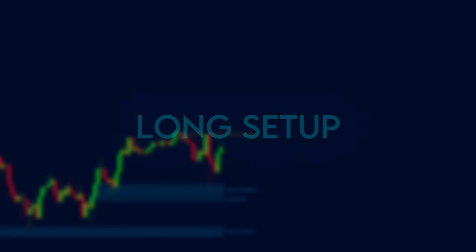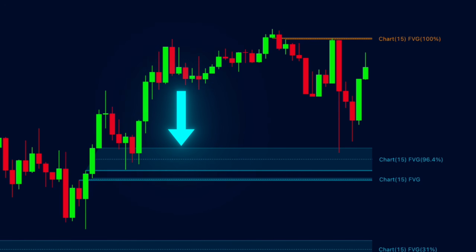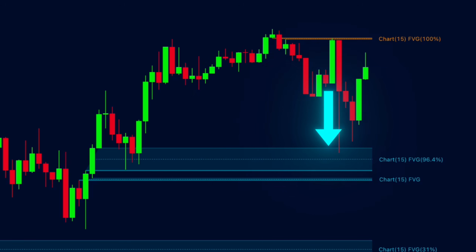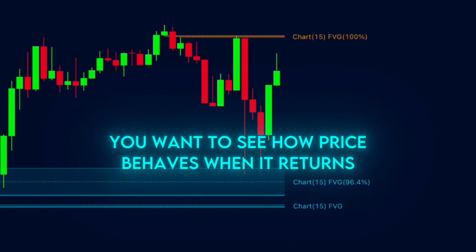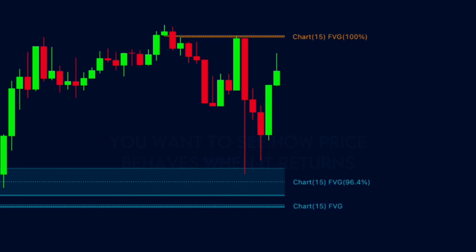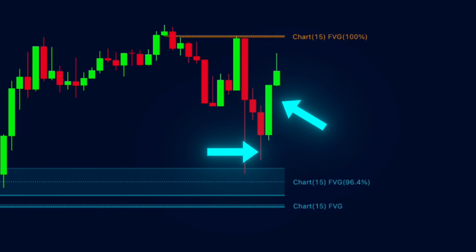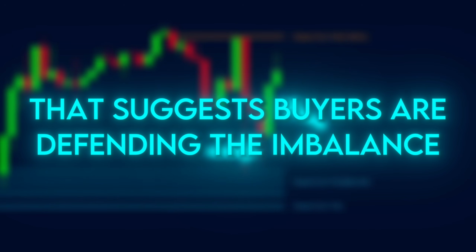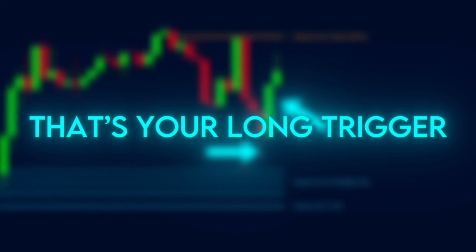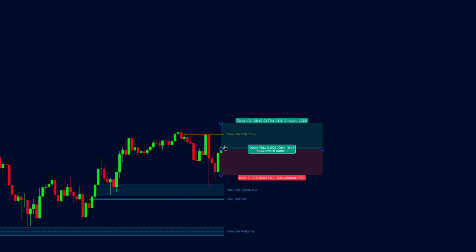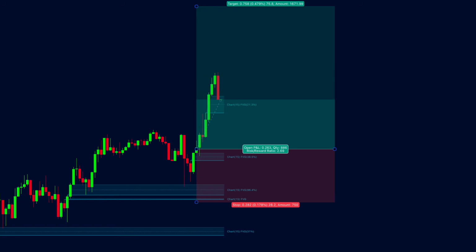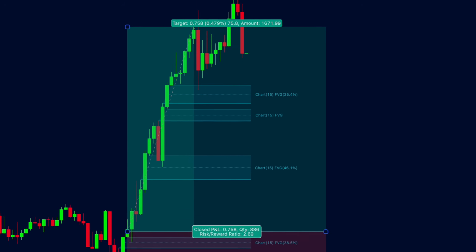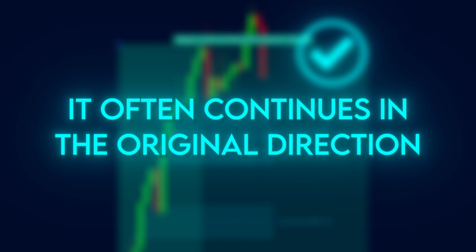Long setup. First, identify a bullish gap below price. This usually forms after a strong upward move. Now wait for price to retrace back into that zone. You don't want to buy immediately. You want to see how price behaves when it returns. If price enters the gap slowly and then prints a bullish candle rejecting the lower part of the zone, that suggests buyers are defending the imbalance. That's your long trigger. Place your stop slightly below the gap, because if price fully breaks through it, the imbalance has failed. Targets can be the previous high, the next resistance zone, or the next visible imbalance above. You're essentially trading the idea that once price rebalances the gap, it often continues in the original direction.